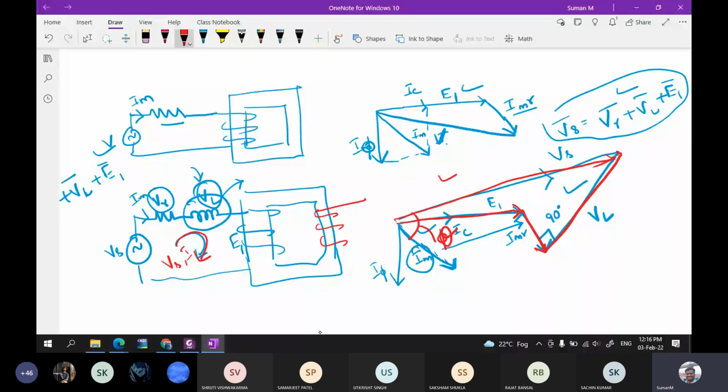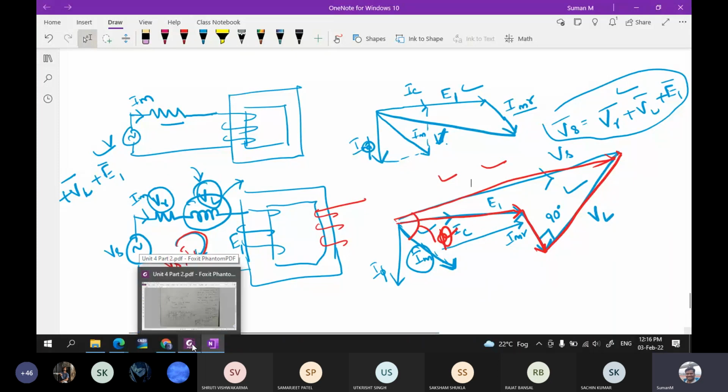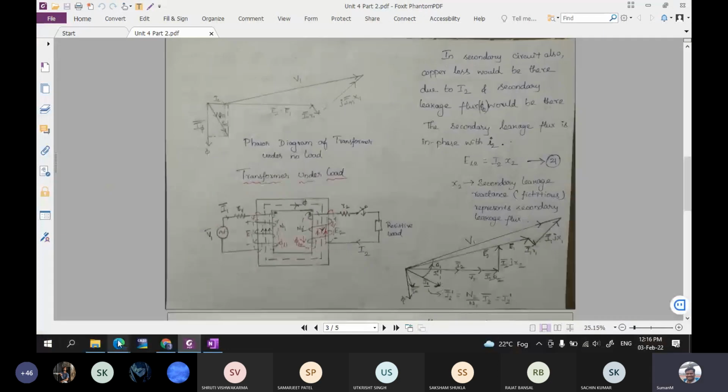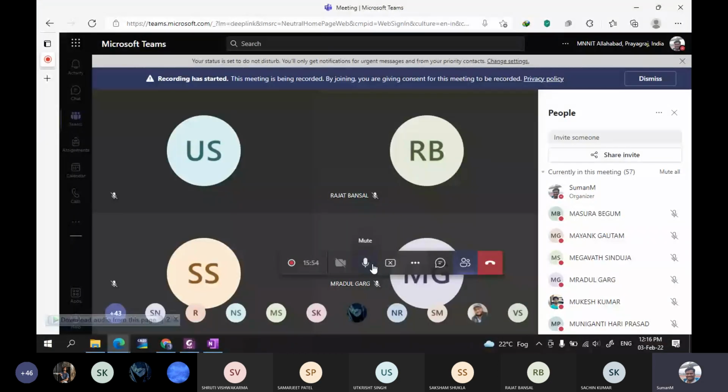But before that, how to start or how to create an equivalent circuit from the basic understanding of our transformer. So that we will be seeing now. So we will be seeing the concept. Phasor diagram we will see later.